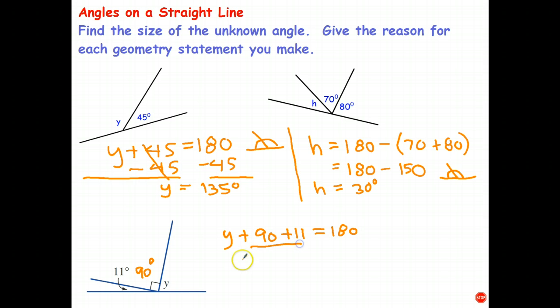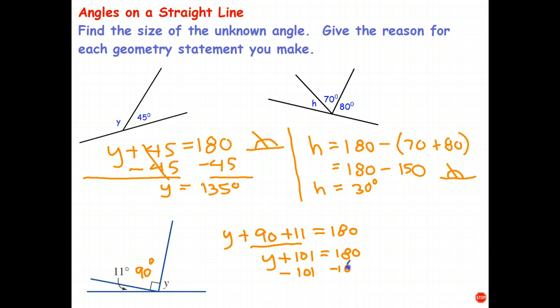Okay, we add the like terms. We get y plus 101 equals 180. Notice I don't put the degrees in, the units in. I leave that till the very end. That's true of every equation that we solve. Just leave the units till the end.